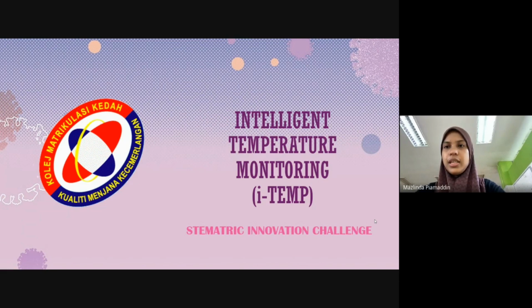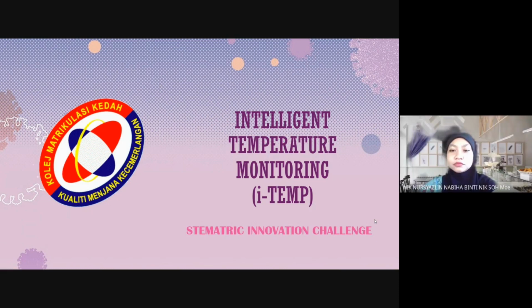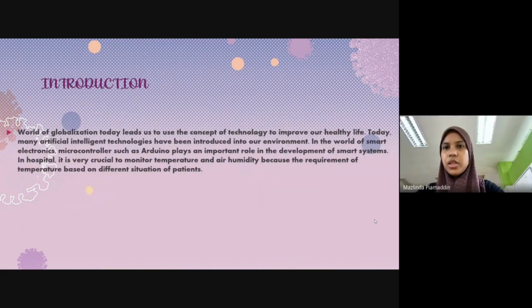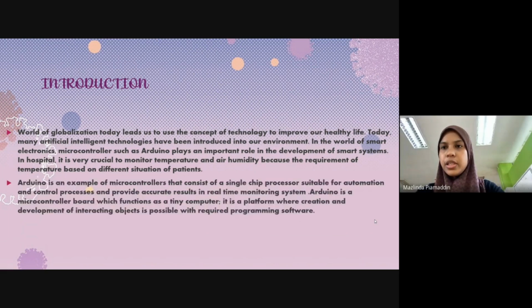Today we want to present about the intelligent temperature monitoring, I-Temp. Introduction. The world of globalization today leads us to use the concept of technology to improve our healthy life. Today, many artificial intelligence technologies have been introduced into our environment. In the world of smart electronics, a microcontroller such as Arduino plays an important role in the development of smart systems.